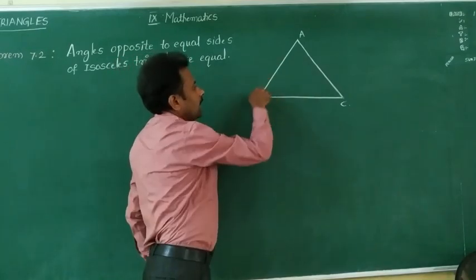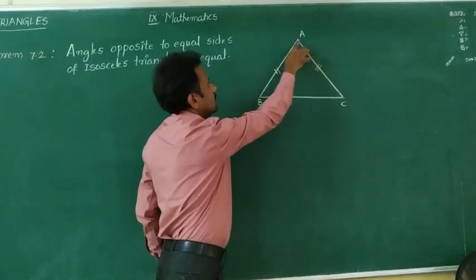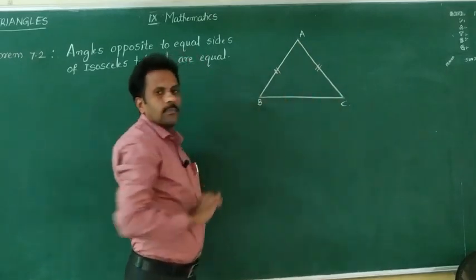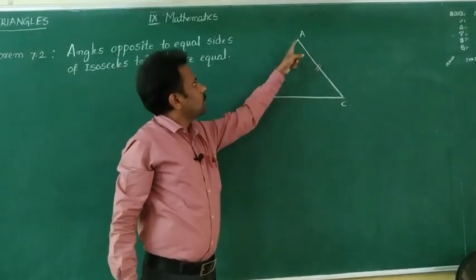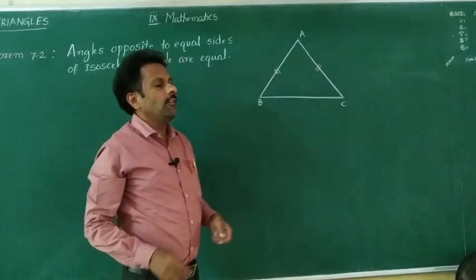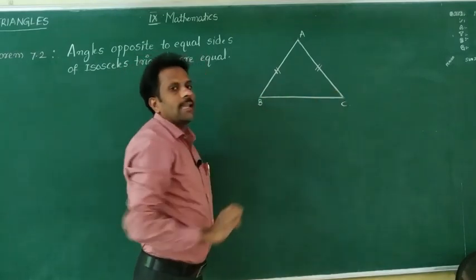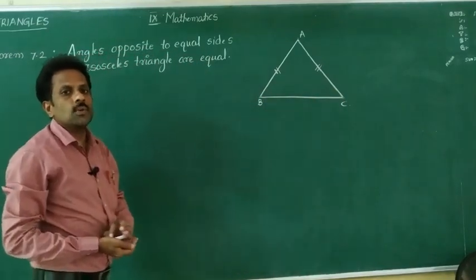So here in triangle ABC, we are taking two equal sides, that is AB and AC. If AB is equal to AC in isosceles triangle ABC, then we need to show that angle B is equal to angle C. So how can we show?